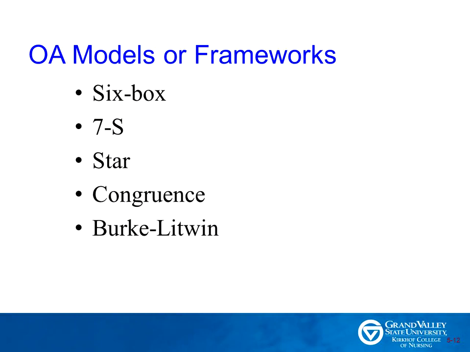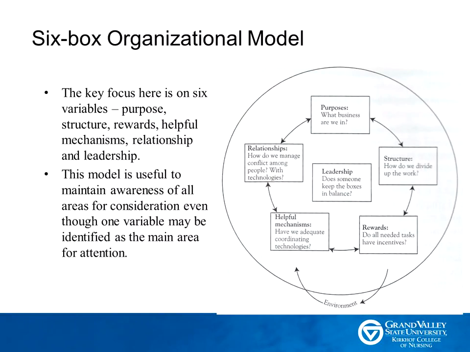There are several models or frameworks that you can use to conduct an organizational assessment. It just depends on what type of project you're doing. There's the 6-box, the 7S, the STAR, the congruence, and the Burke-Litwin. And within Blackboard, there's folders about each of these models or frameworks. So the 6-box organizational model has a key focus on 6 variables: purpose, structure, rewards, helpful mechanisms, relationships, and leadership. This model is useful to maintain awareness of all areas for consideration, even though one variable may be identified as the main area for attention.